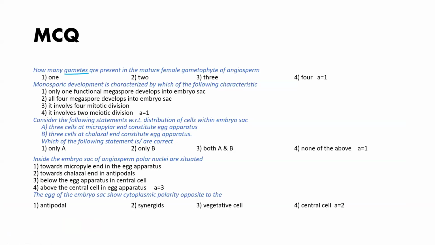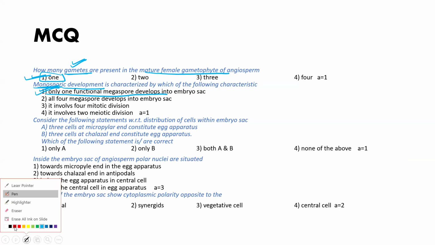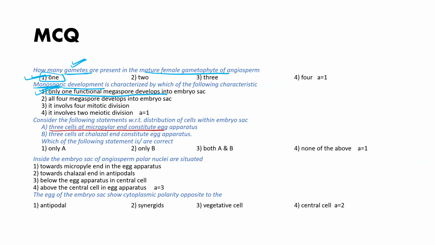Now see, how many gametes are present in the mature female gametophyte? Only one egg cell. The egg cell is the only one present. Monosporic development means what? Monosporic means only one functional megaspore develops into the embryo sac. Clear? Next question. Three cells at the micropyle will make the egg apparatus, yes, correct. Three cells at the chalazal end will make the egg apparatus, no, they make antipodals, this is wrong. So the question asks which statement is correct. Only statement A is correct.